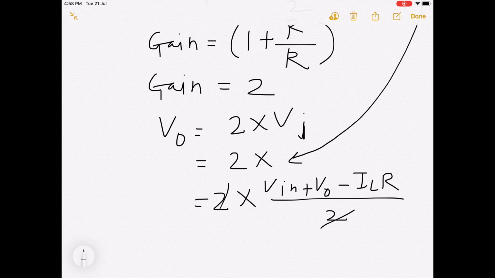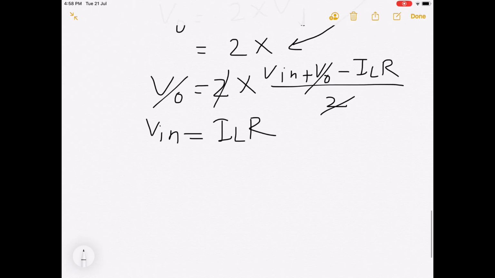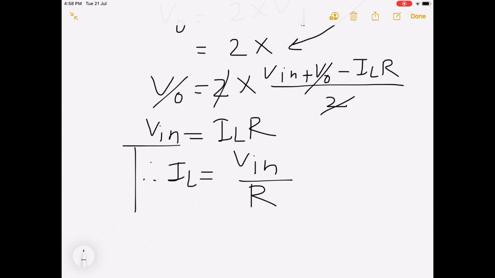So, this 2 gets cancelled, and this VO and this VO also get cancelled. So, V in is equal to IL into R. What will be your IL? Load current is equal to V in by R. In this way, your voltage is converted into load current, and it is proportional to it.